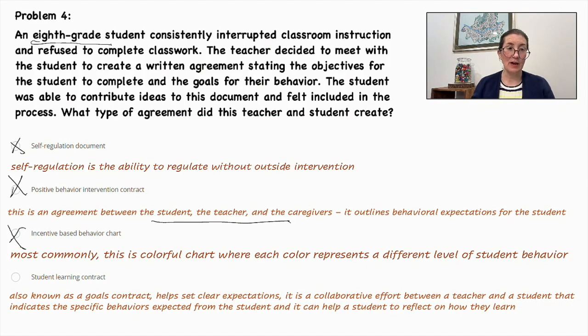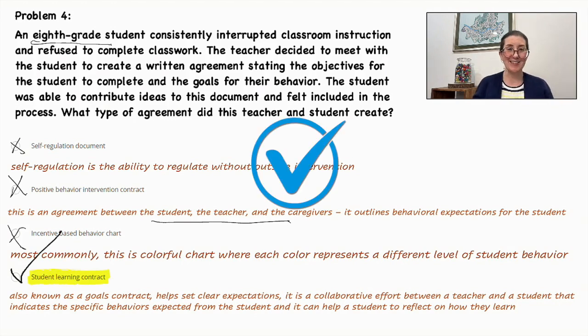Finally, we have student learning contract. This is also known as a goals contract. It helps set clear expectations. It is a collaborative effort between a teacher and a student that indicates the specific behaviors expected from the student, and it can help a student to reflect on how they learn. So this, of course, is the correct answer.